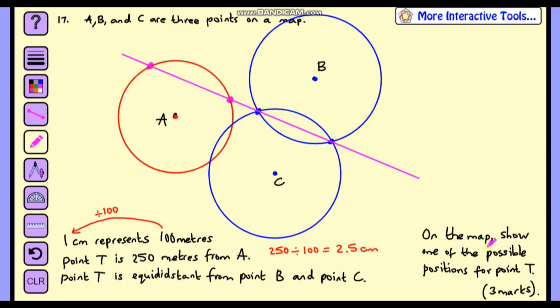On the map, show one possible position for T. So we could say this is T. This would be one possible position for T. I'll just put T1. Or you could have used this one here, T2. So those are both of the possible positions for T.